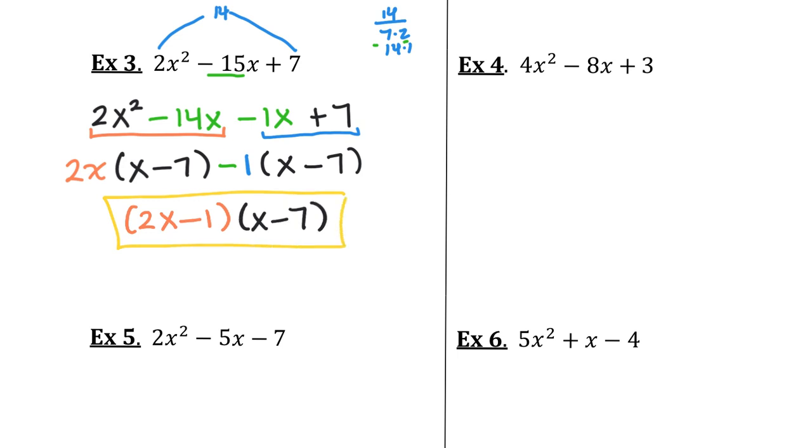Okay, let me keep going. Let me check first. There is a coefficient on the x squared, so I'm going to do it the long way. Let's see, 4 times 3 is 12.